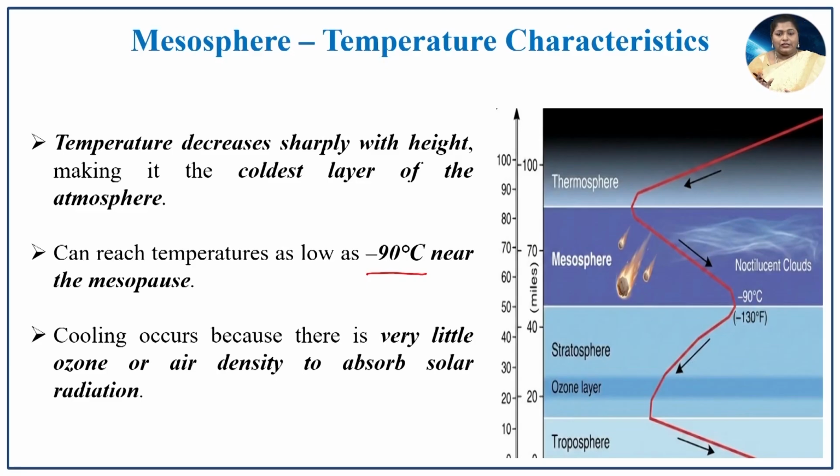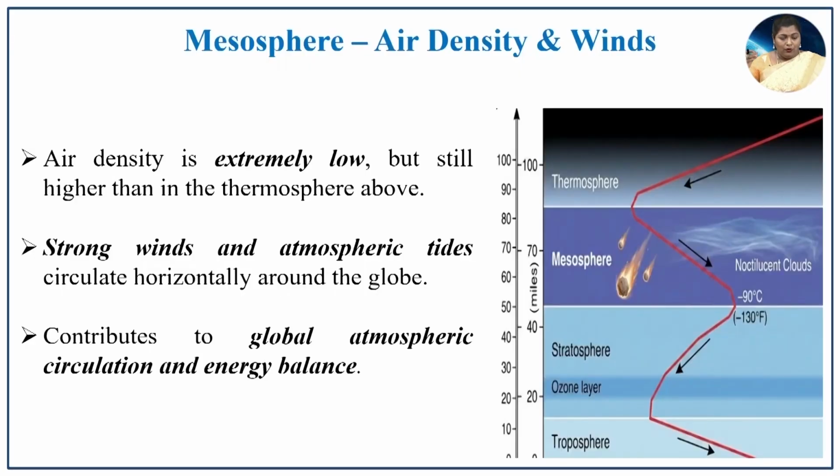The cooling occurs because there is very little ozone or little air density to absorb the solar radiation. So, that is the main reason for this extreme cold in this particular zone. The air density is extremely low, but still higher than in the thermosphere above. The strong wind and atmospheric tides circulate horizontally around the globe, contributing to the global atmospheric circulation and energy balance.